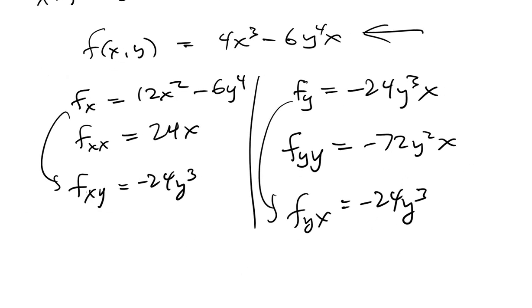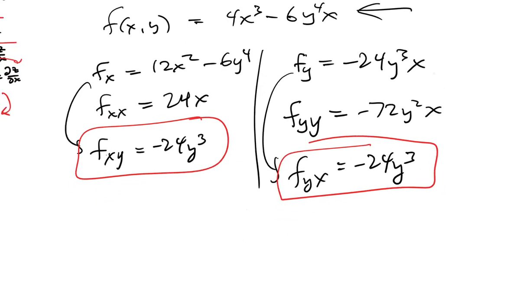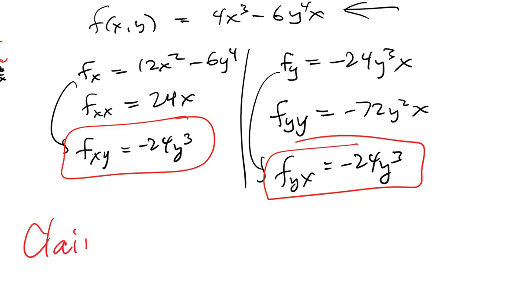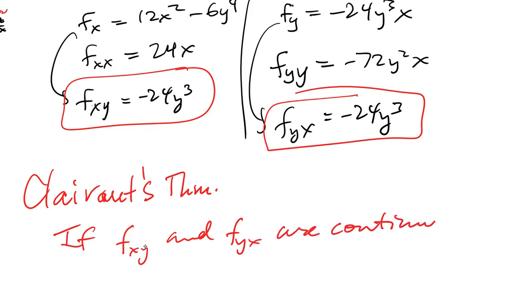Now, if you notice, these two are the same. And that brings up what's called Clairaut's theorem. Clairaut, this is in a book, Clairaut's theorem. It says if the mixed partials are continuous, then they are equal. So if f sub xy and f sub yx are continuous, then they're equal.